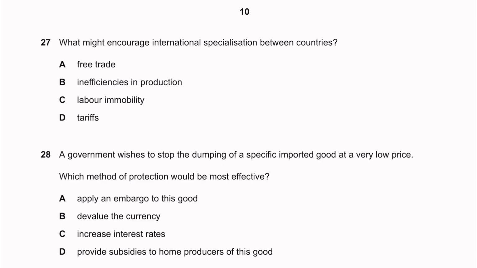27. What might encourage international specialization between countries? Free trade. Yes. Okay, because by removing trade barriers such as tariff, you open up larger international markets. So local producers can now increase their scale of production and export to other countries. So of course this will improve their specialization. Okay. B, inefficiencies in production, no. Labor immobility, no. Tariff, no. These are all the limiting factors to international specialization.